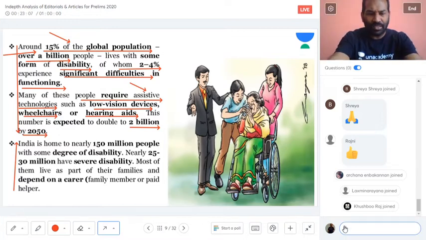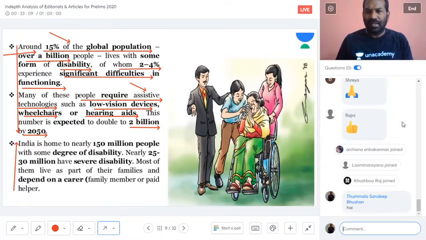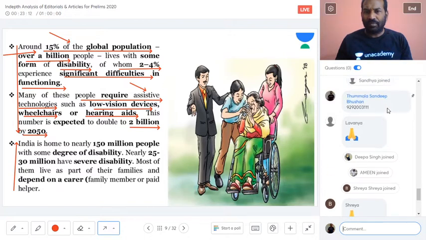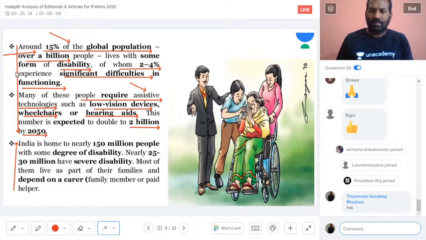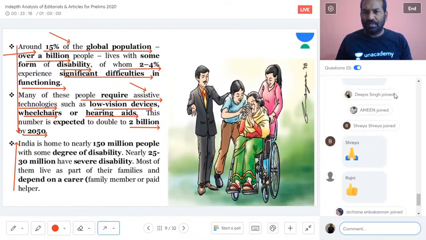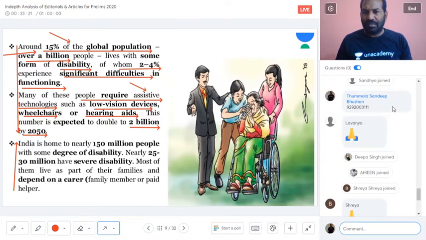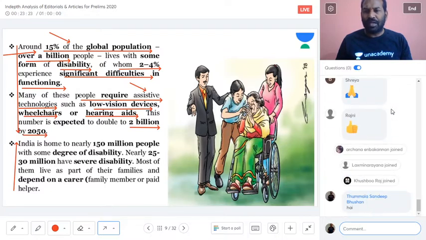And the ones who have all joined, I would say a big hi to everyone today. A big hi to everyone. Lakshmi Narayana, Kushbu, Archana, Rajini, Priya, Amin, Deepu, everyone, a big hi to everyone.